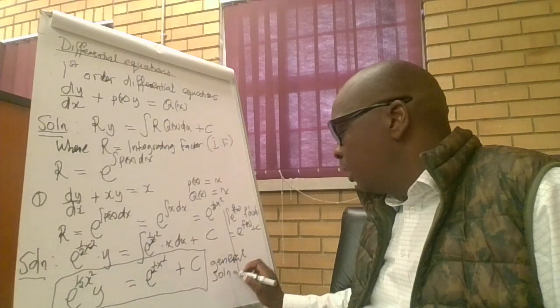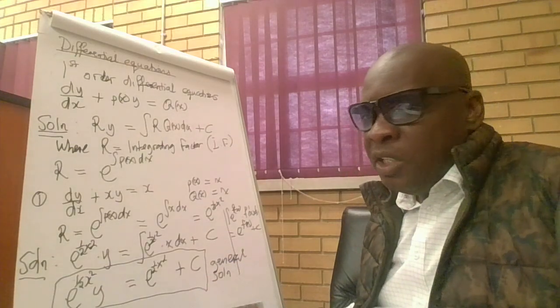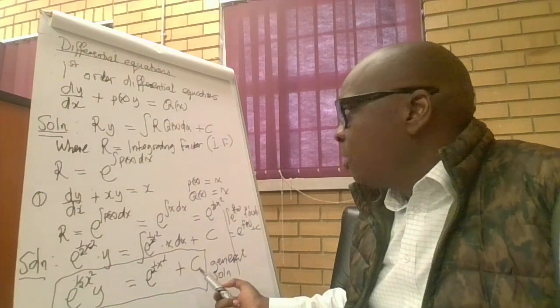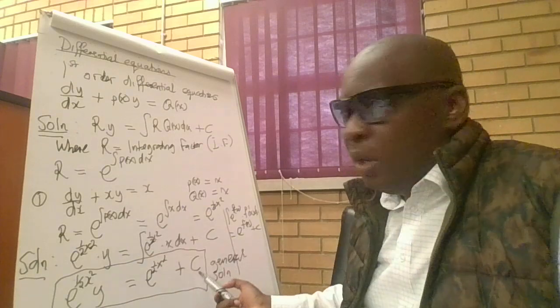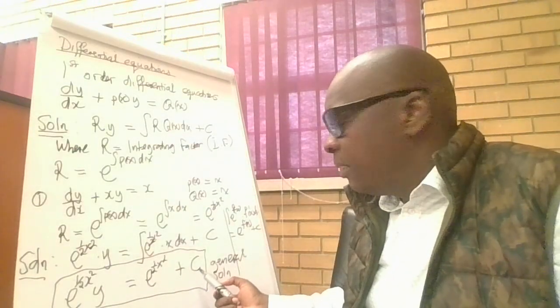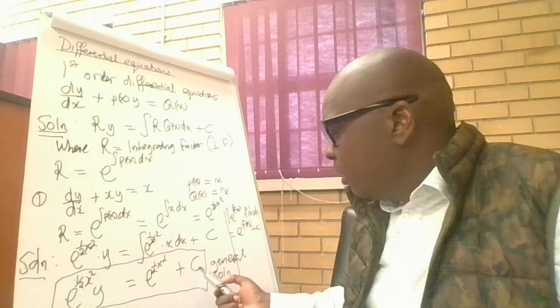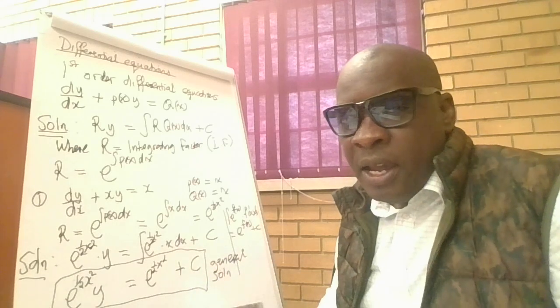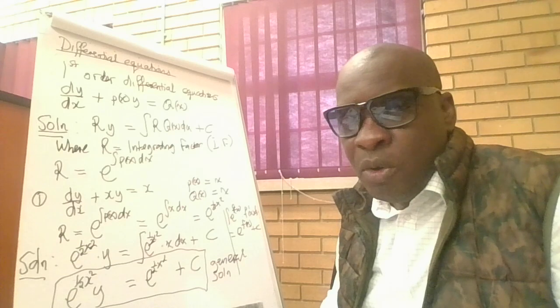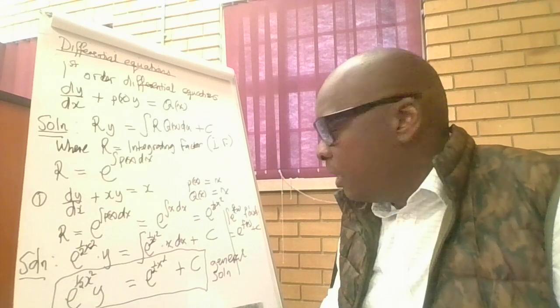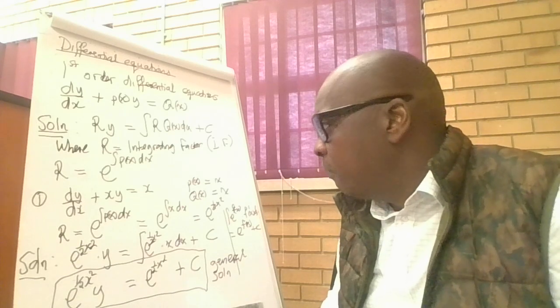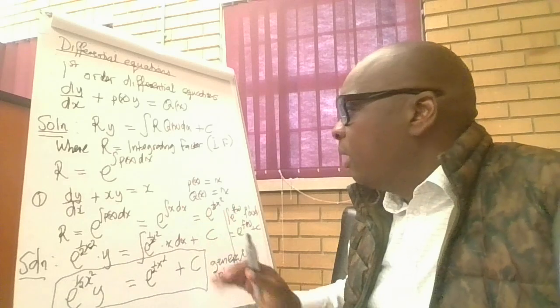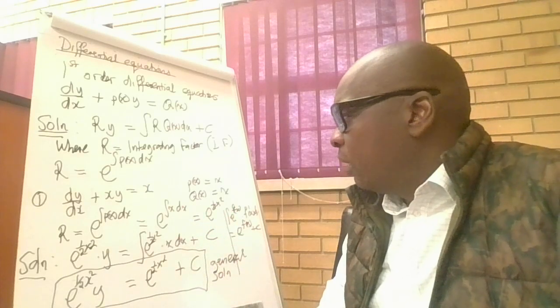general solution. And the reason why we call it a general solution is because in this particular question, we're not given some conditions to find a specific value of C. So hence this becomes a general solution because we don't have a specific value of C, or conditions for us to calculate the value of C. So that's how you solve a first order differential equation.